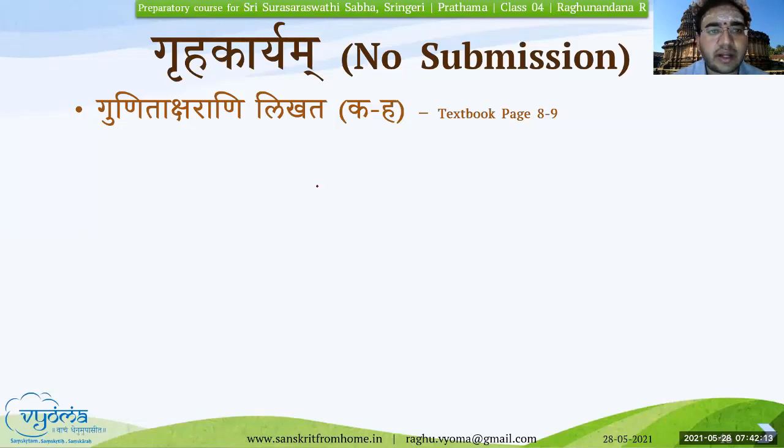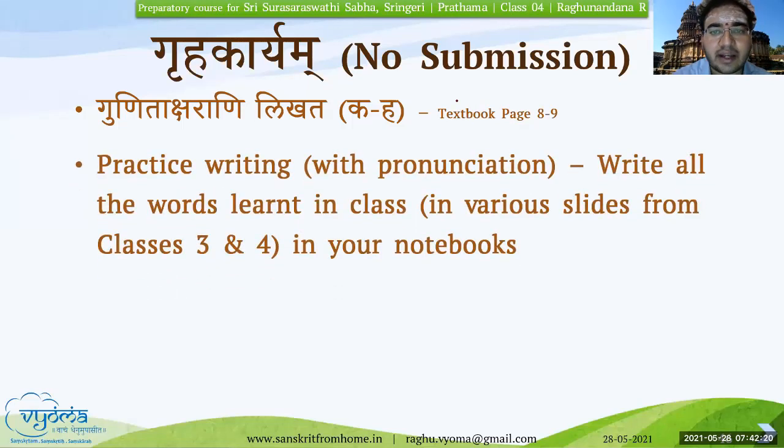The first homework is to write all the Gunitaksharas, ka to ha, in your notebooks. The second homework is to practice writing, with pronunciation, all the words that we have learned in the previous class and this class in various slides. For Gunitakshara Ka, we had learned about 6 words for each Gunitakshara. Similarly, in today's class we have learned a few words along with Samyuktakshara also. So write these words once with pronunciation in your notebook.